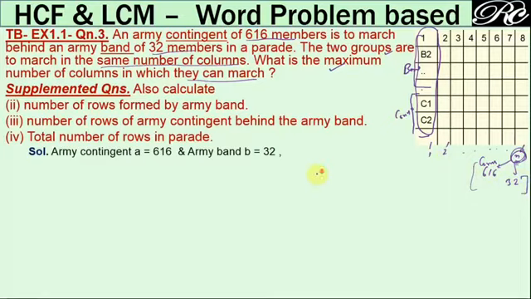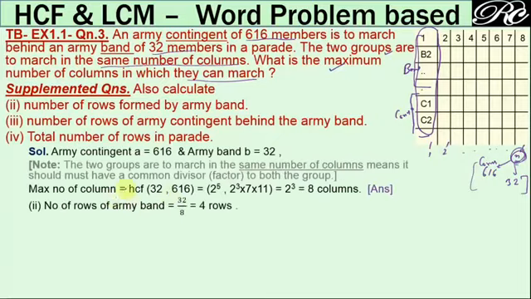So let us rewrite this. Therefore, number of columns is equal to HCF of 32 and 616. Go for the prime factorization method. The HCF is 2 to the power 3. It is 8 columns. Here it may be asked that we have to find the number of rows of the army band.